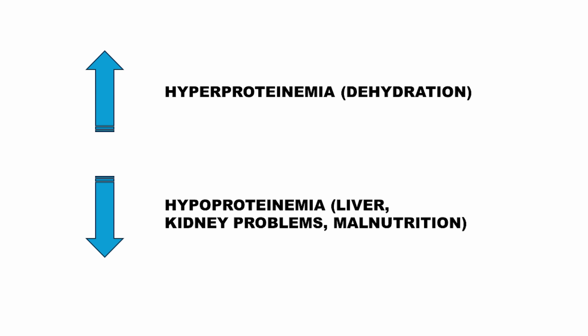Hyperproteinemia, high results, can indicate dehydration or conditions like multiple myeloma. Normoproteinemia is normal results. Hypoproteinemia, low results, often points to malnutrition, liver disease, kidney disorders.